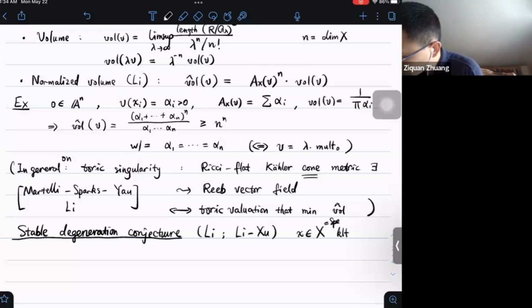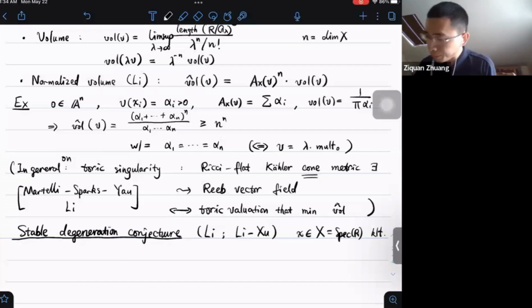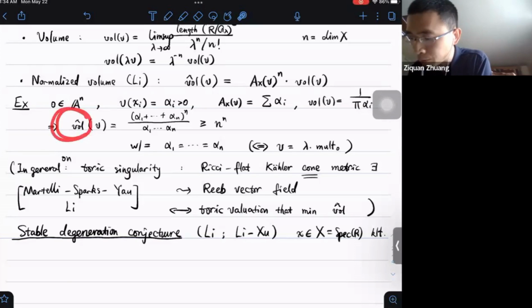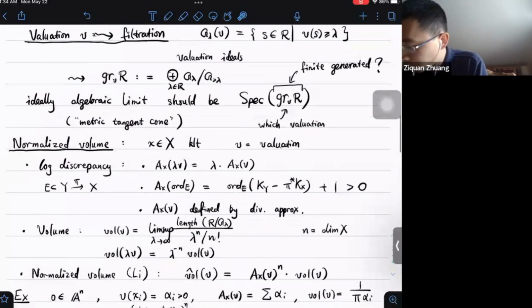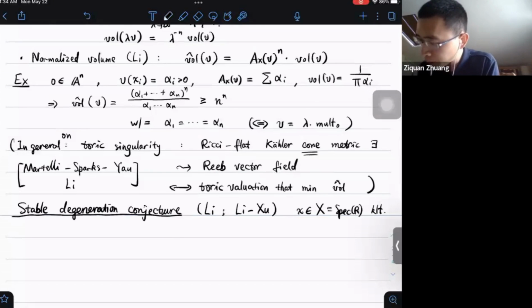So if you begin with a KLT singularity, again, let's suppose it's affine, so it's the spectrum of some algebra. Again, the guiding principle is that we should look at this normalized volume of valuations, find out which valuation achieves the minimum, and then write down this algebraic limit and show that it's actually very close, or in some sense even equal to the metric tangent cone of the singularity. Okay, so I'm going to break this down into several parts.